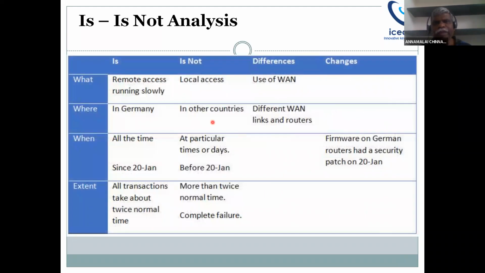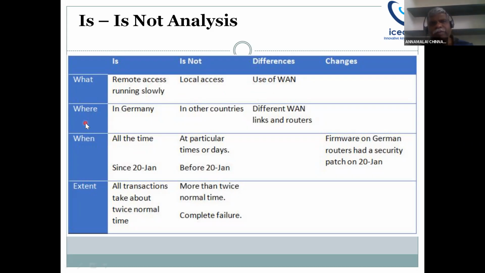So again, this is one example. For example, what is the problem? I am having the problem that remote access is running slowly. That means whenever I'm trying to access my system remotely, I find that it is running very slowly. So what is not the problem? Local access. That means if somebody is trying to access locally, whenever I'm trying to access my machine locally, then it is not a problem. So what is the difference between these two processes? The use of WAN, right?